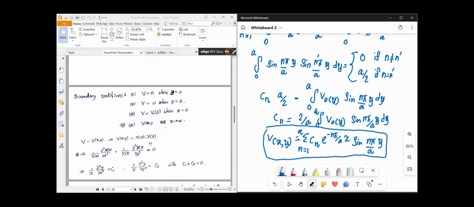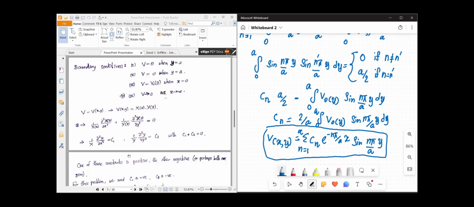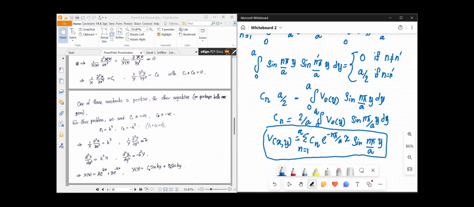Then we use this method of separation of variables. Since it is a 2D problem, potential V(x, y) should be writable as a function of x and a function of y, the product of these two functions. Up to here it is a partial differential equation problem. Then we reduce that into an ordinary differential equation problem. So this term should be a constant and this term should be a constant, in order for the summation of these two to be 0.